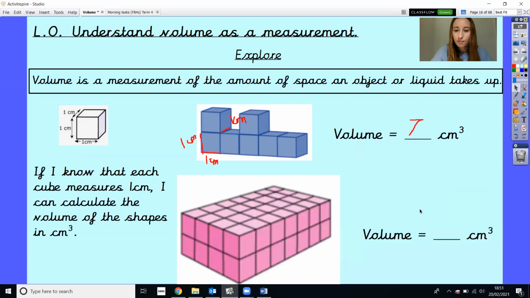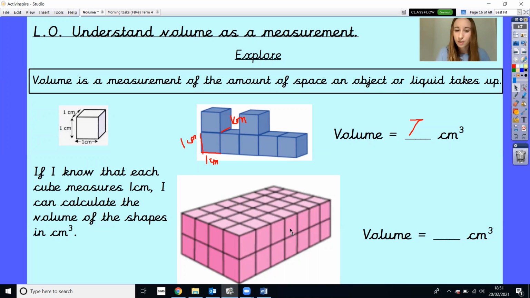Okay, so if I was to look at this shape, can you see why that would be more challenging to work out the volume of than my first shape? My first shape, I could easily see that there were 7 cubes. So I knew they were 1 centimetre cubed each. So I'm saying that the volume is 7 centimetres cubed. This shape is going to be a little bit more challenging because I can't actually see all of the cubes that make up this cuboid. I can see the ones along here and the ones along the top, but there are some on the second layer that I can't see.